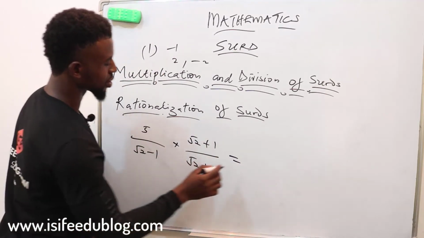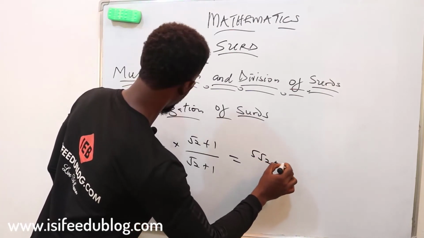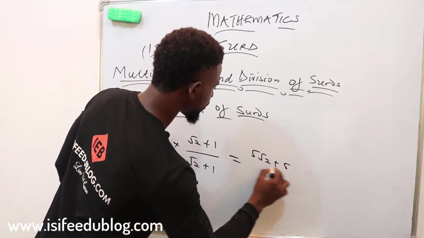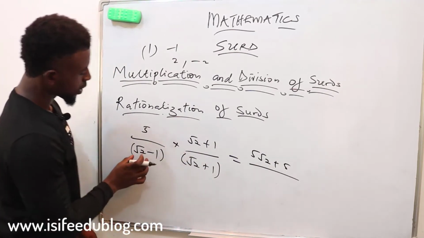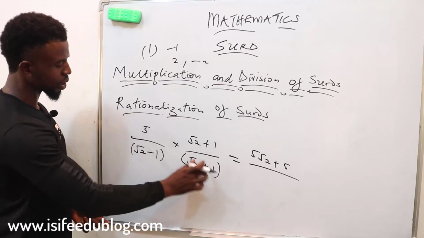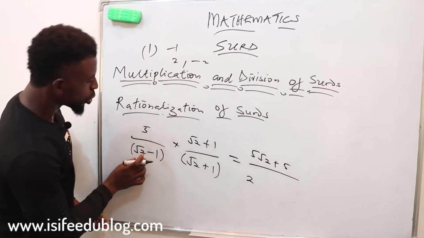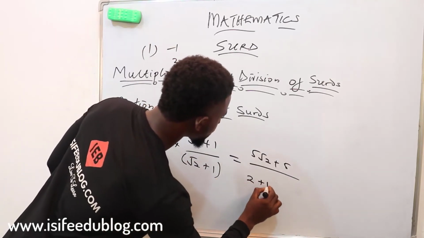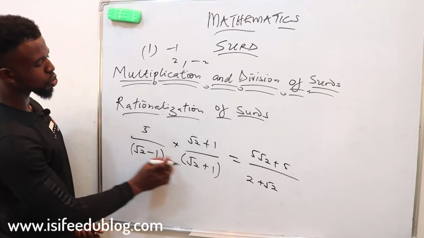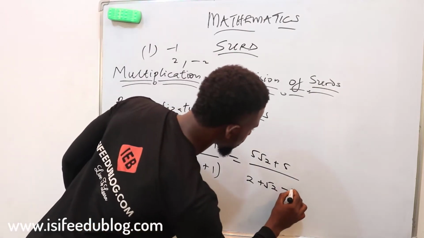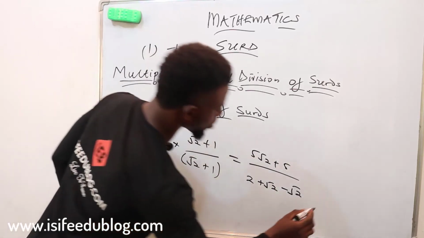Now this times this will give us 5 root 2 plus 5 all over... Now remember how we multiply compound SURDs. I'll pick one bracket, multiply the other bracket. So root 2 times root 2 will give us 2. Root 2 times 1 will give us plus root 2. So I'm done with this. Minus 1 times root 2 will give us minus root 2. And minus 1 times plus 1 will give us minus 1.